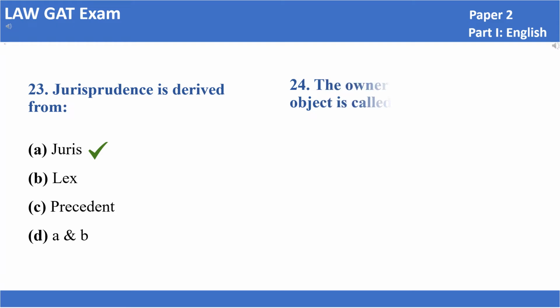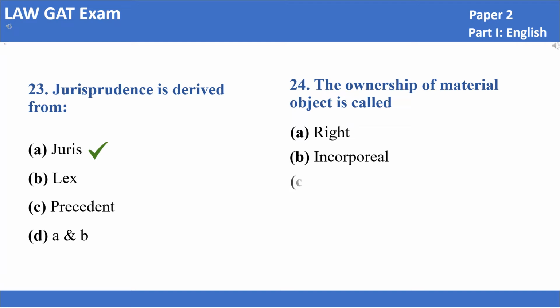The ownership of a material object is called option A, right, option B, incorporeal, option C, corporeal, option D, trust ownership. The correct answer is option C, corporeal.